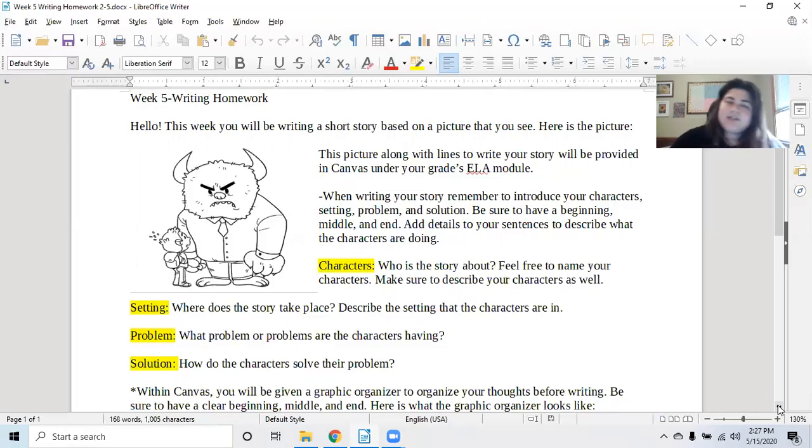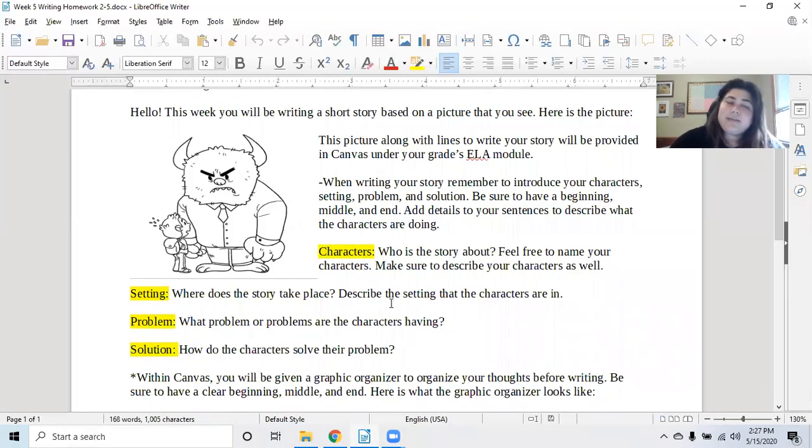Okay, then you're going to look at your setting. Where does the story take place? When does the story take place? Is it in a school? Is it at home? Is it at the mall? Okay, you decide where the story is going to take place.